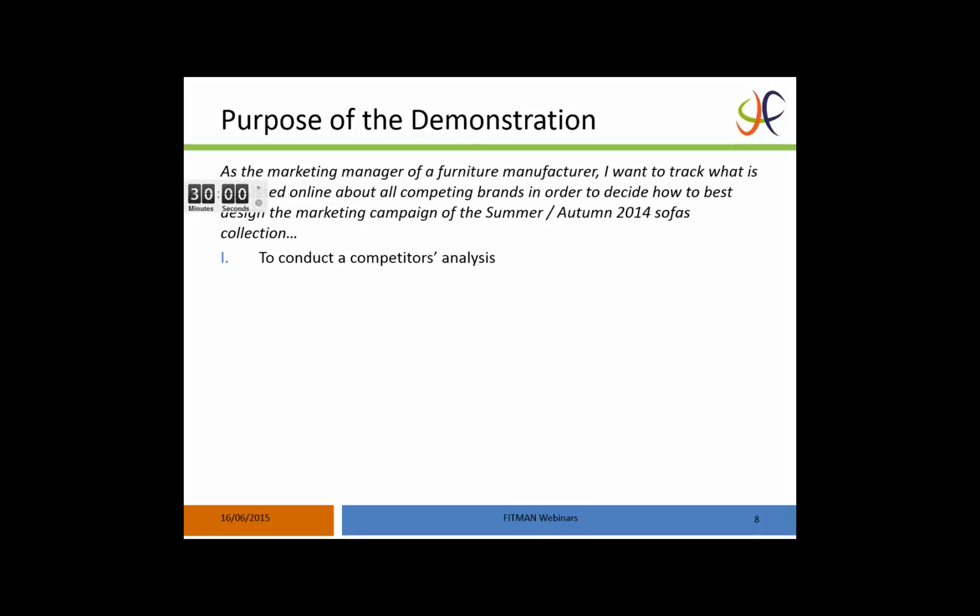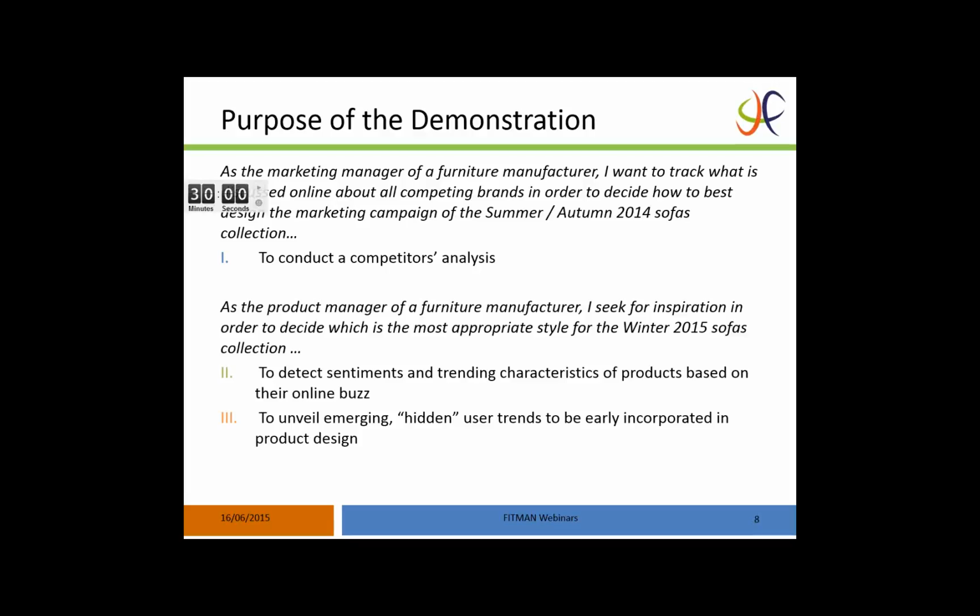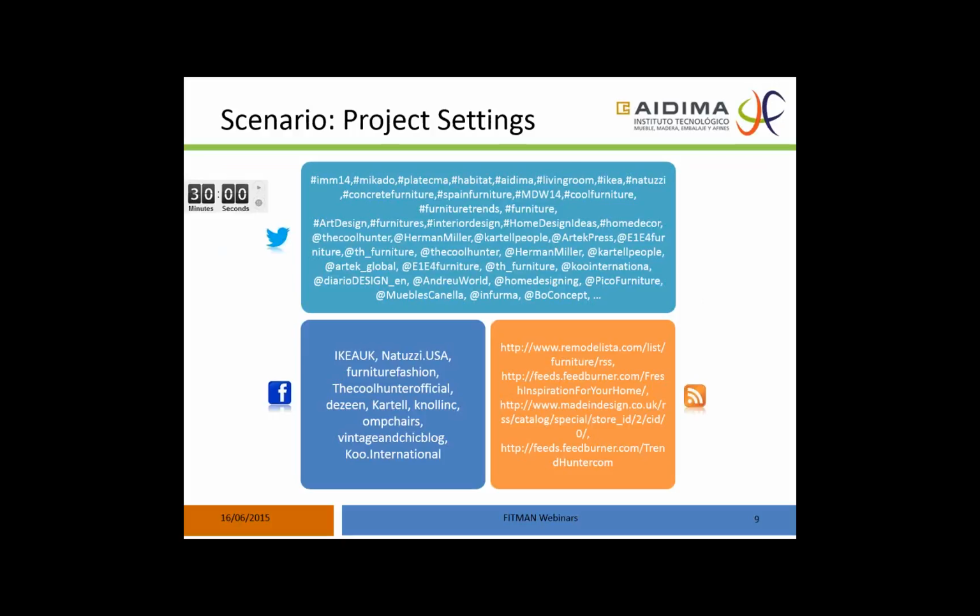In the next minutes, the demonstration I'm going to briefly show you comes from one of the trials of FITMAN, from the BIMA and furniture use case. And I am going to undertake two roles. On the one hand, I'm going to be the marketing manager, and what I want to track is what is being discussed online about my competitors in order to see how to best position my campaign. And then, as a product manager of a furniture manufacturer, what I seek is inspiration, in order to see what kind of styles and colors are most appropriate for sofas in the next collection that we are currently discussing.